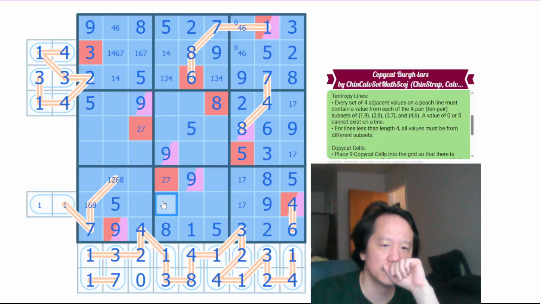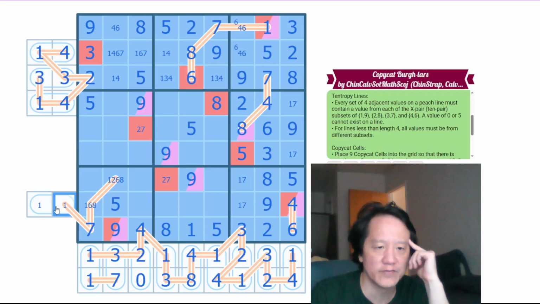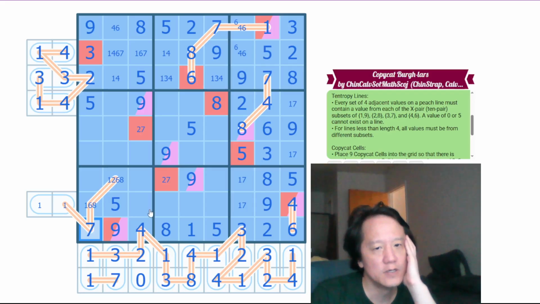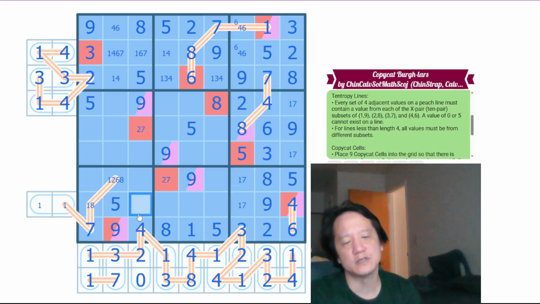6. 1, 2, 3, 4, 5, 6. 6 and 1 add up to 7. That doesn't work because these have to be different entropy lines or different entropy values. And 3, that's a 1's digit, would be in the same set as 7. So 6 and 7 doesn't work. 6 and 1 doesn't work because that's 7. 6 and 7 doesn't work because that's 13. So this can't be 6.